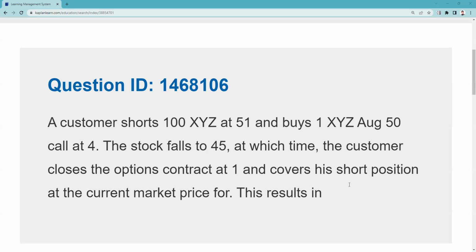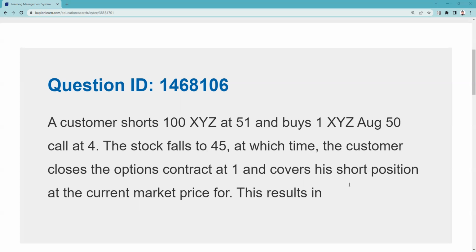We help you with any questions, so it doesn't have to be Kaplan, but if it's a Kaplan question, it's just easier because you can send me the QID like this one, and you don't have to cut and paste or do any of that kind of stuff. Anyways, this is QID 1468106 as the explication request.